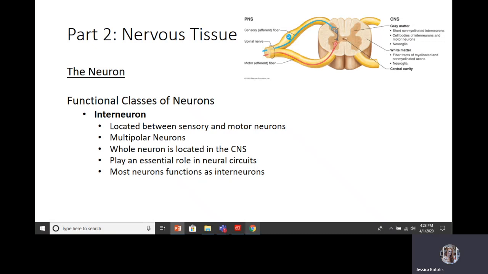So that is going to be our lecture about the neurons. Be sure that you're comfortable with the overall function of the neuron. Be able to identify the different structures on the neuron and be able to classify neurons based on their anatomical structure and their functions.